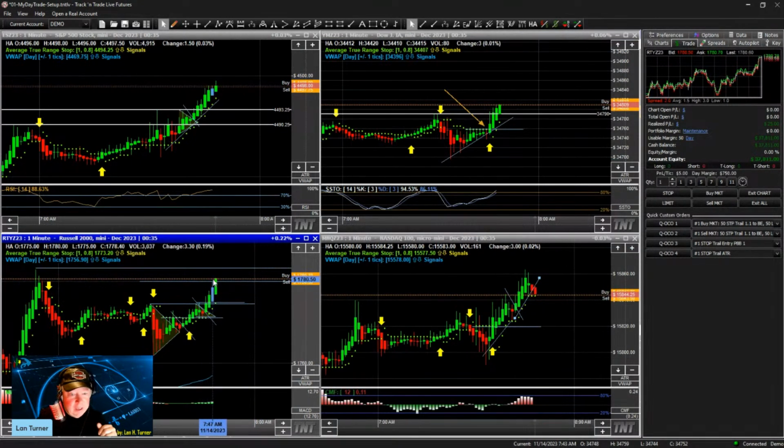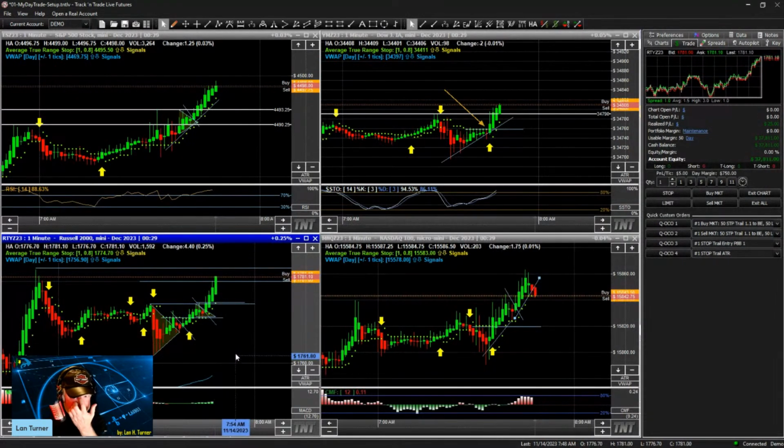All right, here we go. We're breaking above that 1780. See if it holds above 1780.